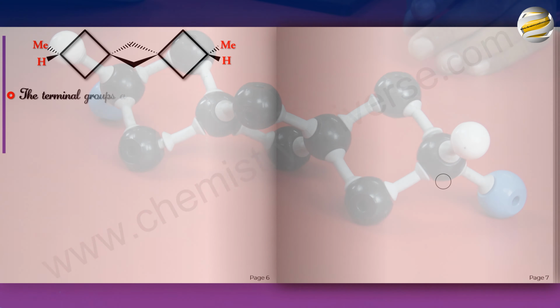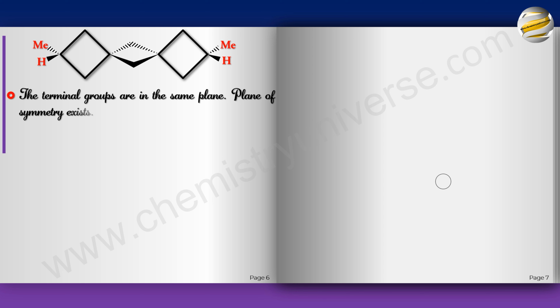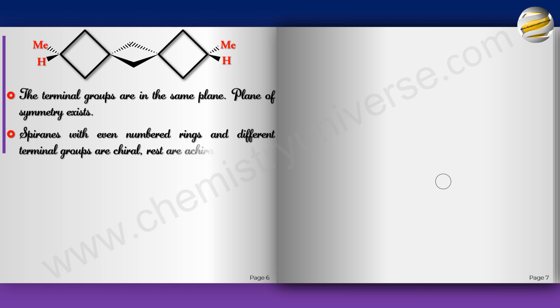The terminal groups are in the same plane, so a plane of symmetry exists. Spiranes with an even number of rings and different terminal groups are chiral, the rest are achiral. Now let's look at substituted biphenyls.